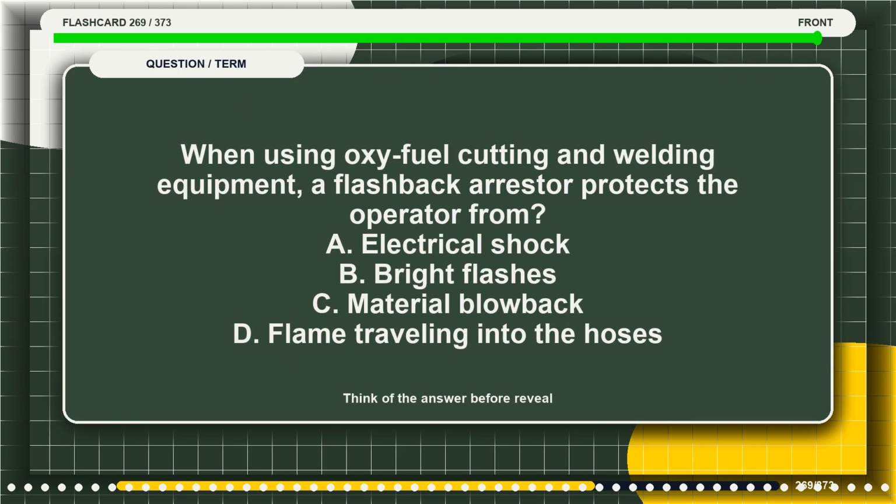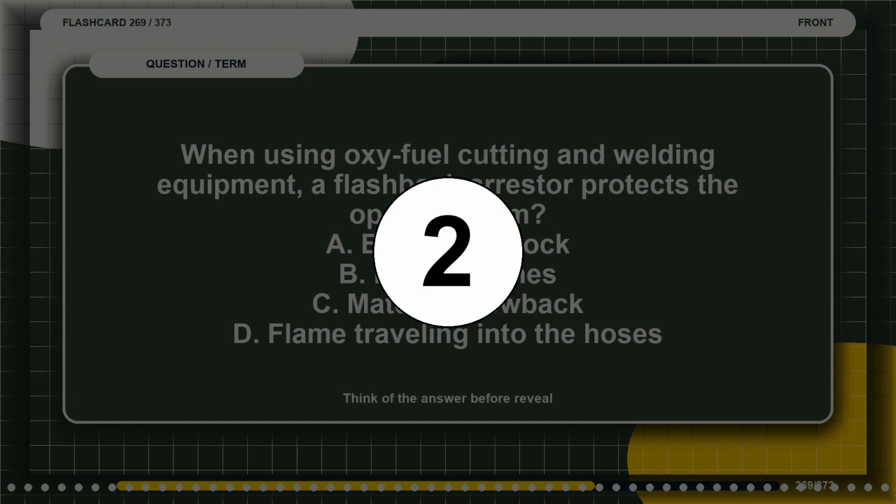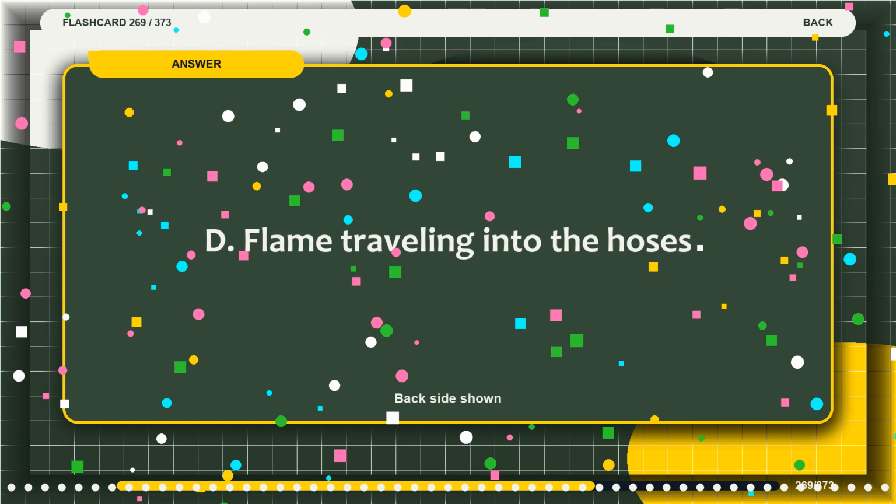Flashcard 269. When using oxy-fuel cutting and welding equipment, a flashback arrestor protects the operator from A. Electrical shock. B. Bright flashes. C. Material blowback. D. Flame traveling into the hoses. Think of the answer before the reveal. The answer is D. Flame traveling into the hoses.